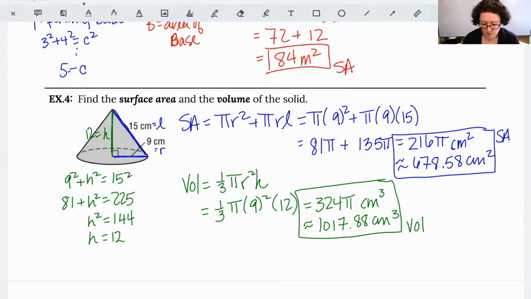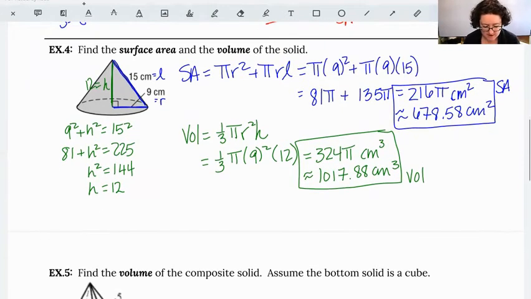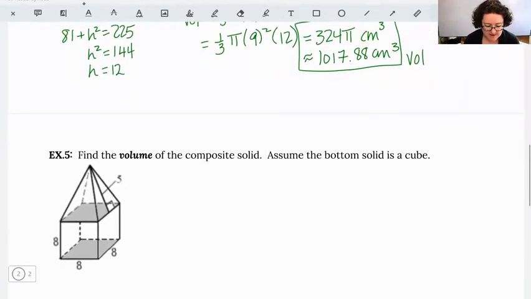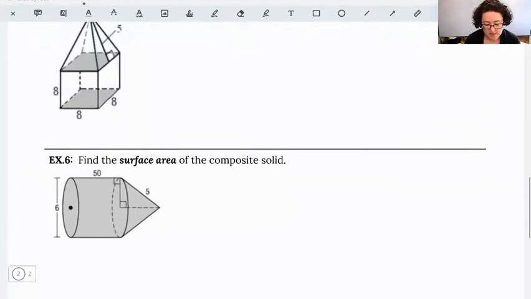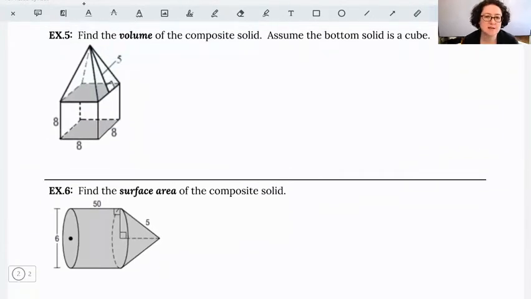Alrighty, so we have looked at surface area and volume, and now let's put these together. So example 5 and example 6 and example 7, we are looking at more composite solids. So we're putting 3-dimensional figures together. And then to find our surface area or to find our volume, we'll just have to add the pieces together and think about the parts that we're putting together.